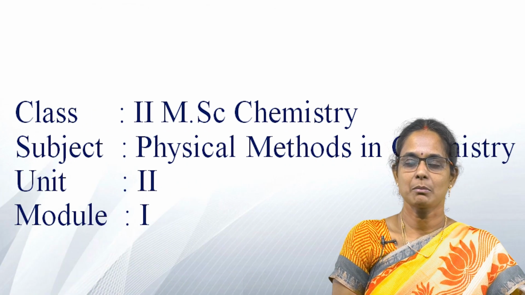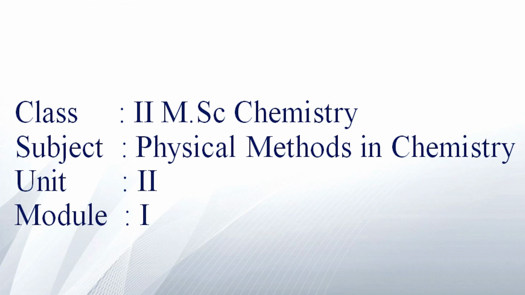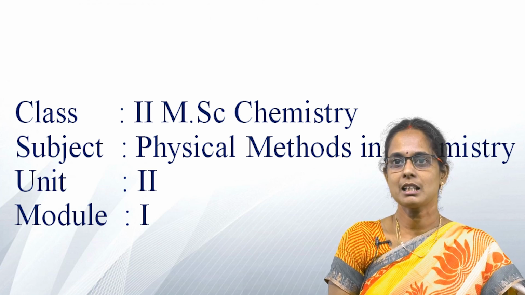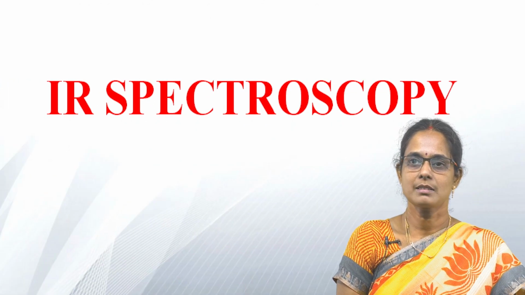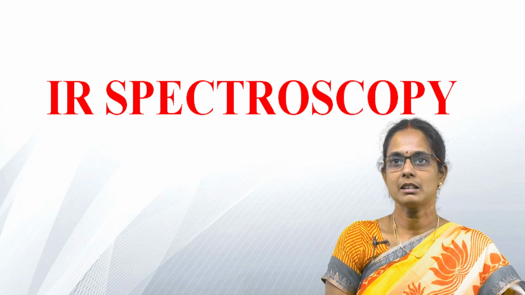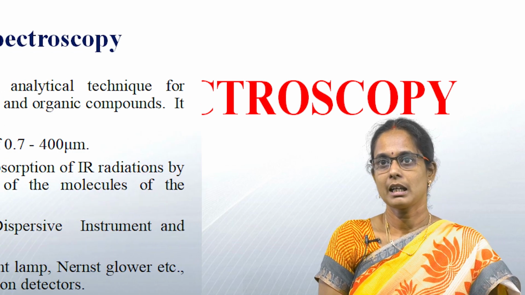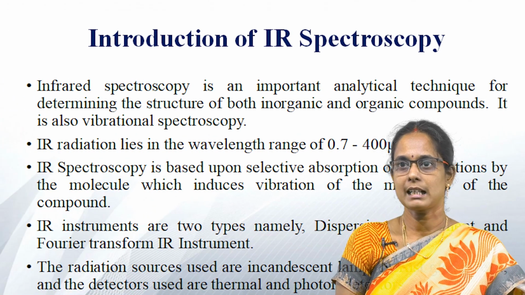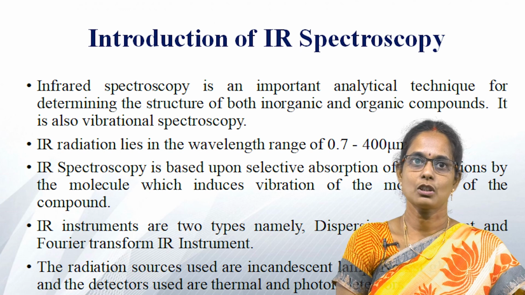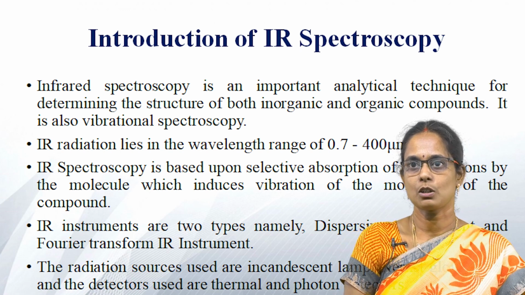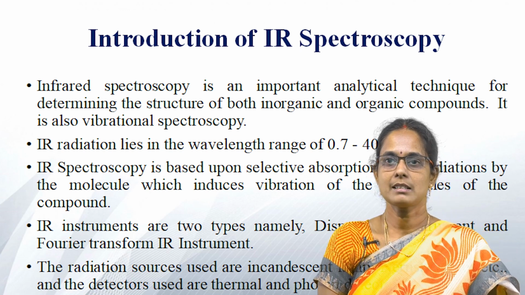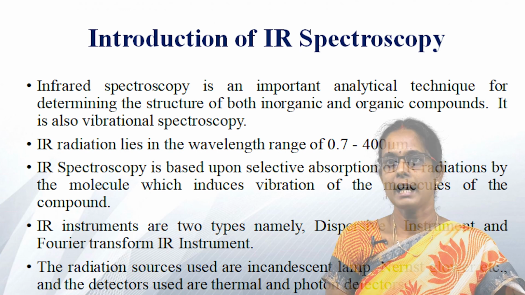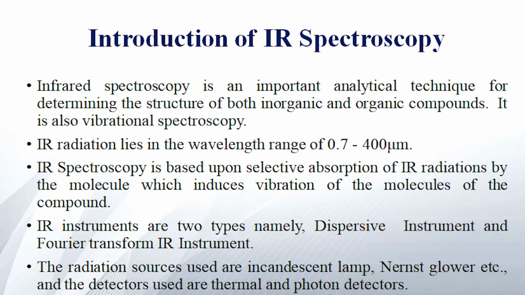Today, I am going to discuss, in the second MSc Chemistry core paper, Physical Methods in Chemistry, first module, second unit, the basic concepts and principles of IR spectroscopy. IR spectroscopy is an important analytical technique for determining the structure of both inorganic and organic compounds. IR spectroscopy is vibrational spectroscopy. In the electromagnetic region, IR radiation lies in the wavelength range of 0.7 to 400 micrometers.